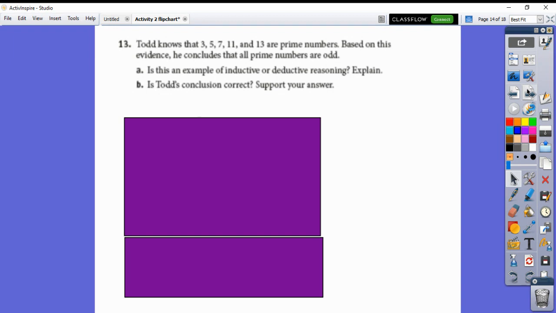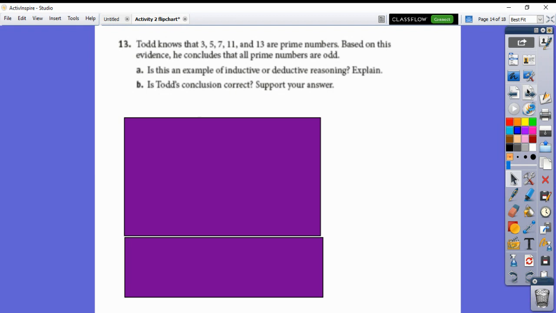So first, we need to think about what a prime number is. A prime number is an integer which only has 2 factors, 2 numbers that you can divide that number by evenly with no remainder. So those 2 factors would be the number itself and 1. So for example, 3 is a prime number because there's only 2 whole number factors for 3. 3 is a factor and 1 is a factor, and that's it.